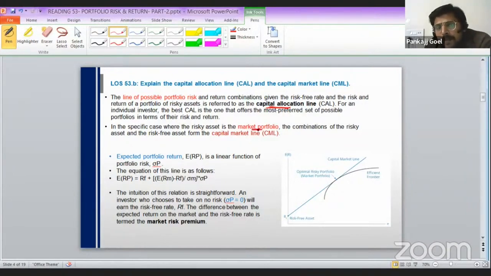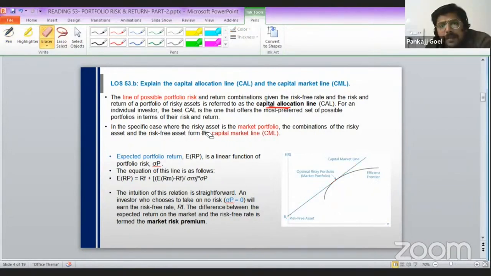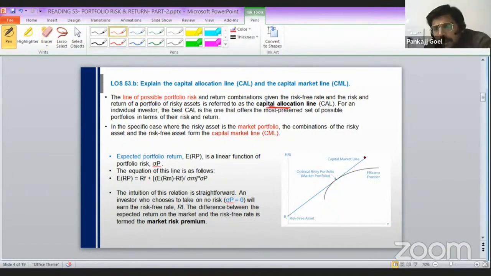If I combine a market portfolio, whichever market we are talking about, with the risk-free asset, we get the capital market line. So what is a market portfolio, like an ETF? The risky asset is the market portfolio, so we can say an index kind of thing. If we are talking about, on average from the universe, what the market is holding, that is what we call the market portfolio. So we get the capital market line.